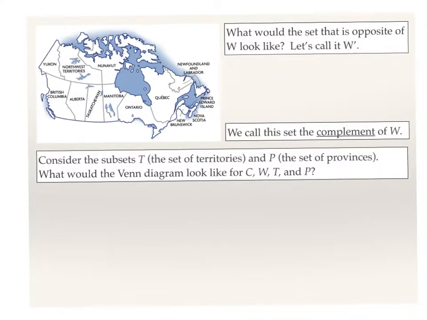Okay, now, what would the set that is the opposite of W look like? So remember W, we just listed it. It was Yukon, Northwest Territories, British Columbia, and Alberta. If I was going to write the set opposite of that, they tell us to call it W with this apostrophe on it. In math, that apostrophe is often called prime. So we would call this W prime. What would the opposite of W look like? What would be inside of it?